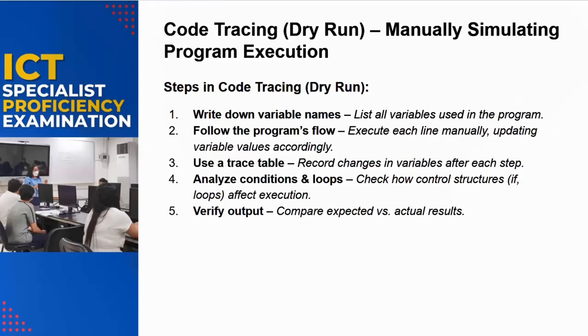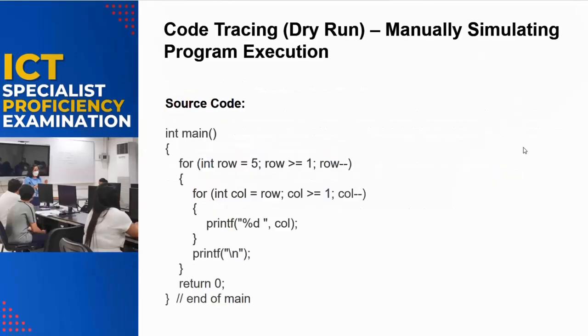a computer. In this example, we have a given source code in main with 2 loops, an inner loop and an outer loop, and then it will display an output. So your task is to determine what would be the output for this source code.